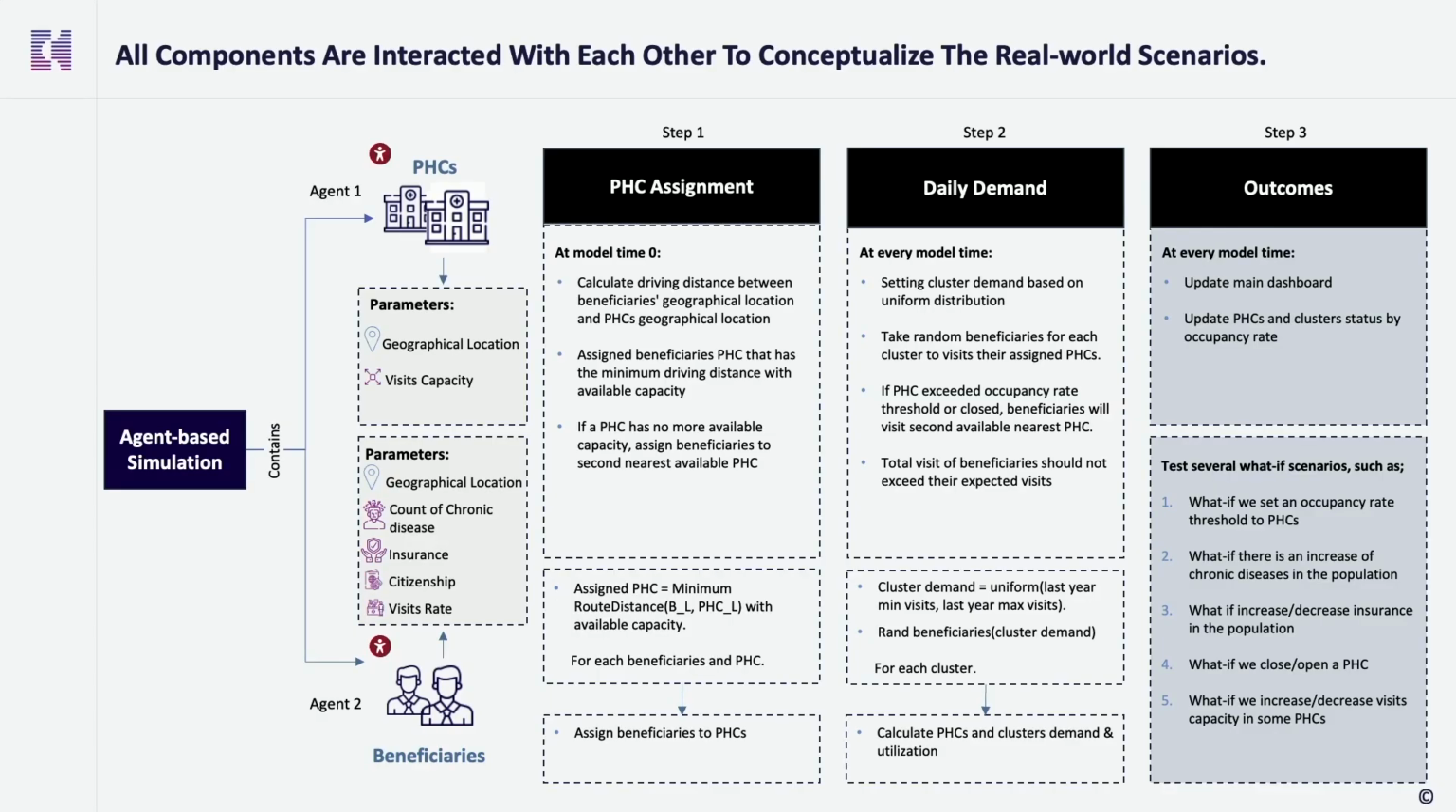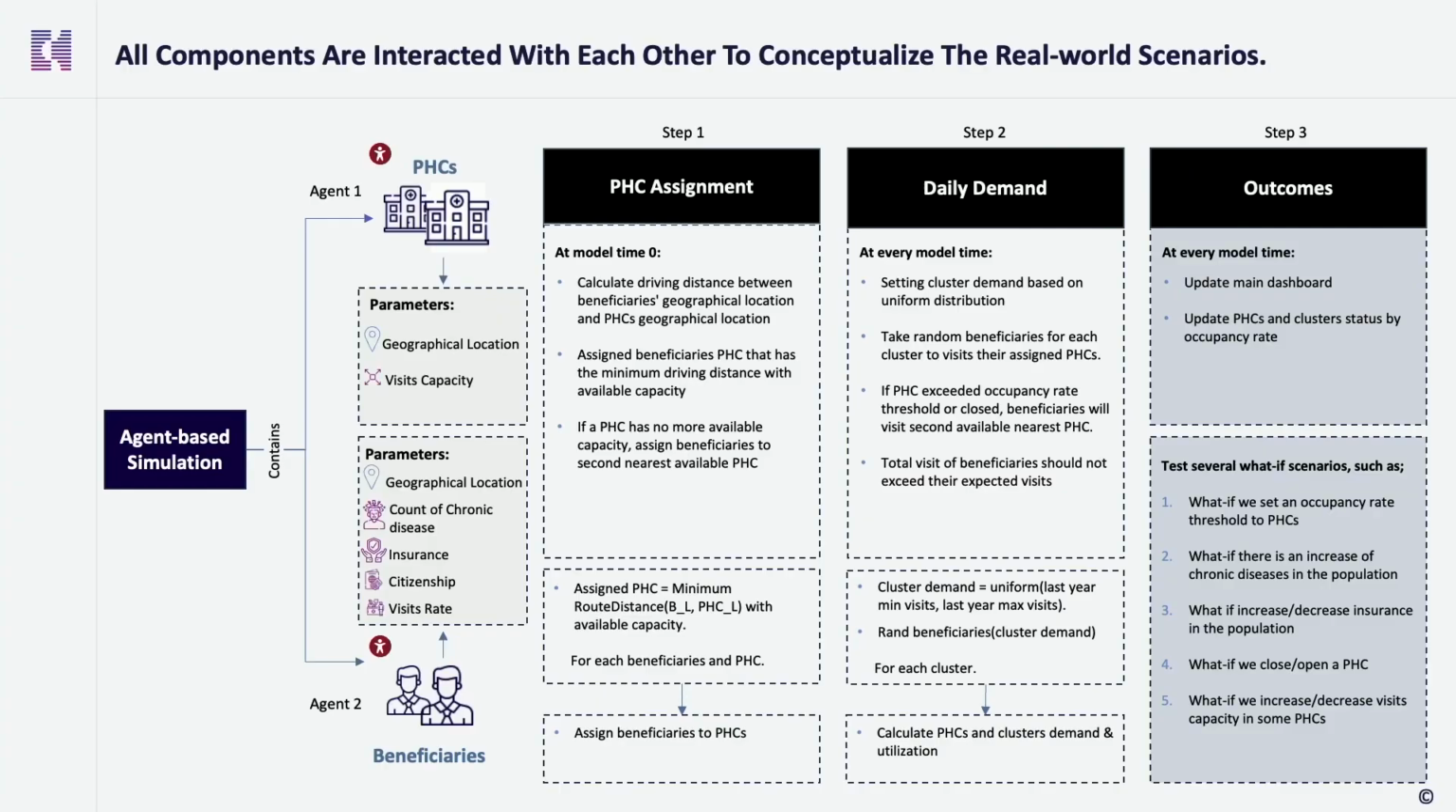Step 3, the outcomes. We will have a main dashboard to show the capacity and demand as well as the utilization, and multiple what-if scenarios. For example, what if we set an occupancy rate threshold for all PHCs? What if there is an increase of chronic disease in the population? What if there's a change in the insurance rate? And what if we open or close PHCs? And what if we increase or decrease the visits capacity in some PHCs?